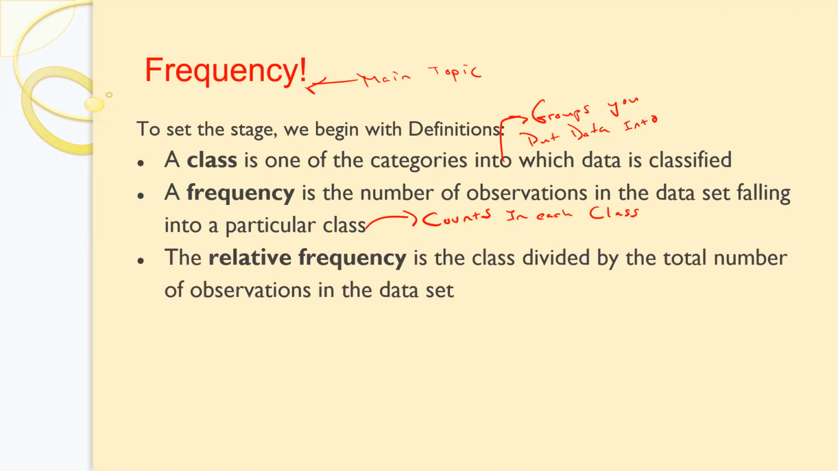Next, we have relative frequency. Relative frequency is the class frequency divided by the total number of observations in the data set. The way I like to think of relative frequency is the proportion in each class.